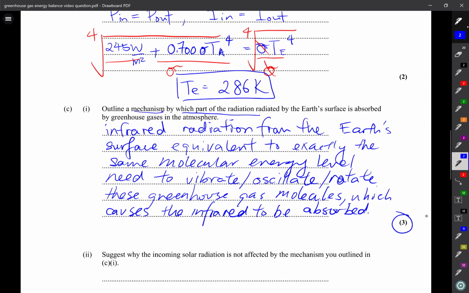So one mark is for the infrared from the Earth's surface, and another mark is for talking about equivalent to the molecular energy level, which causes the molecules to vibrate, oscillate, jostle, wiggle, which is not a word you probably should use, but anyways, and as a result, the radiation gets absorbed. And that's a mechanism. I believe in your IB syllabus it does talk about resonance, molecular resonance, which is another word you can use instead of some of these, but also talk about vibrate. Vibrate is a really good one to use.